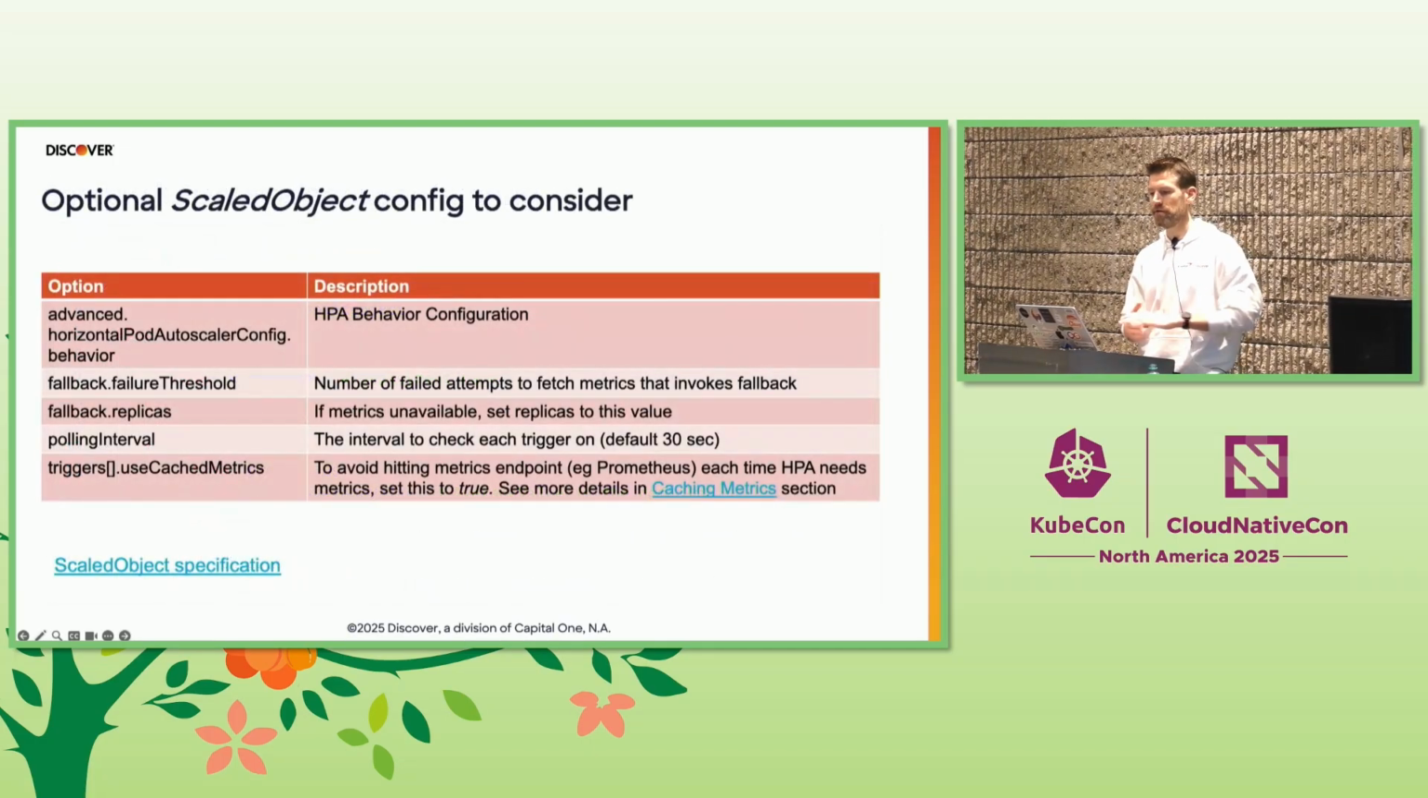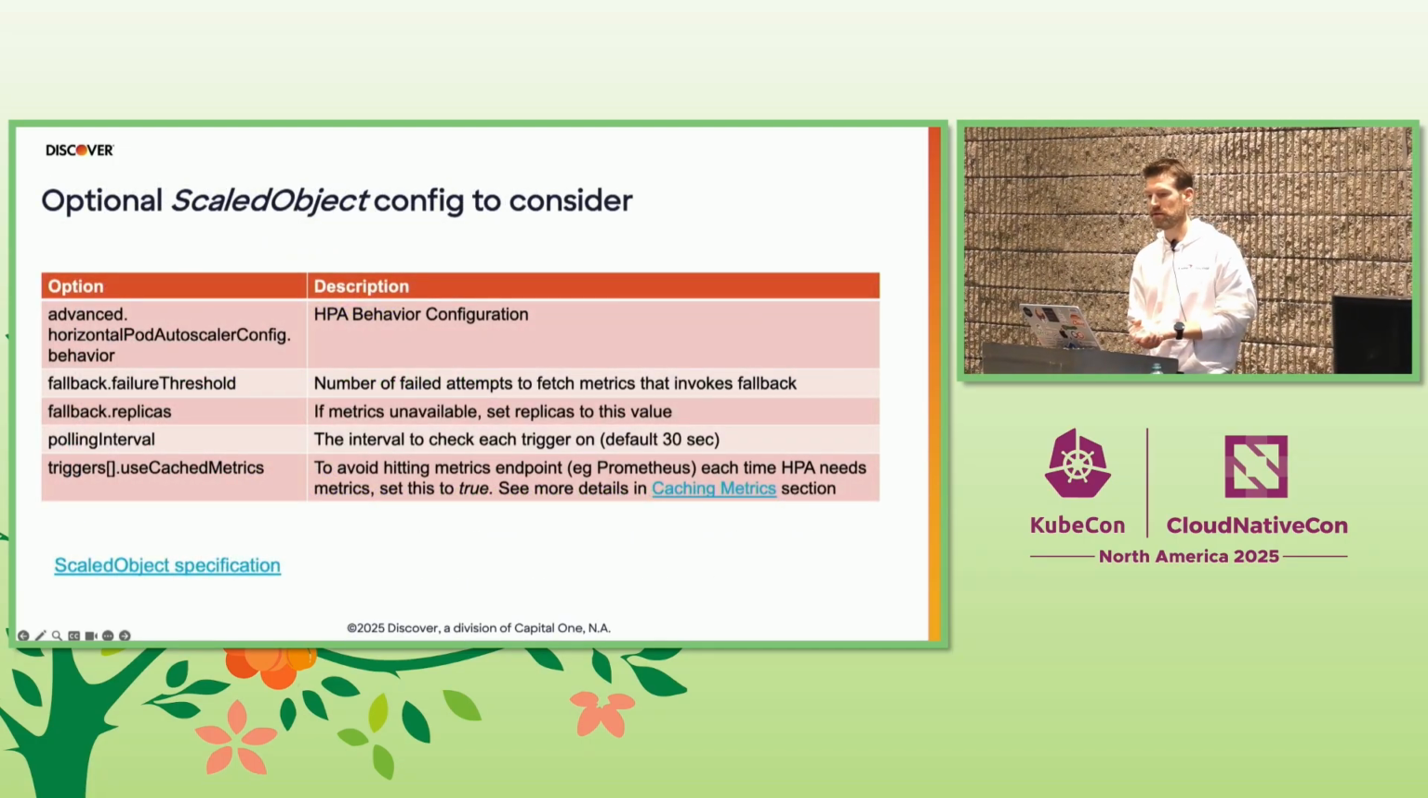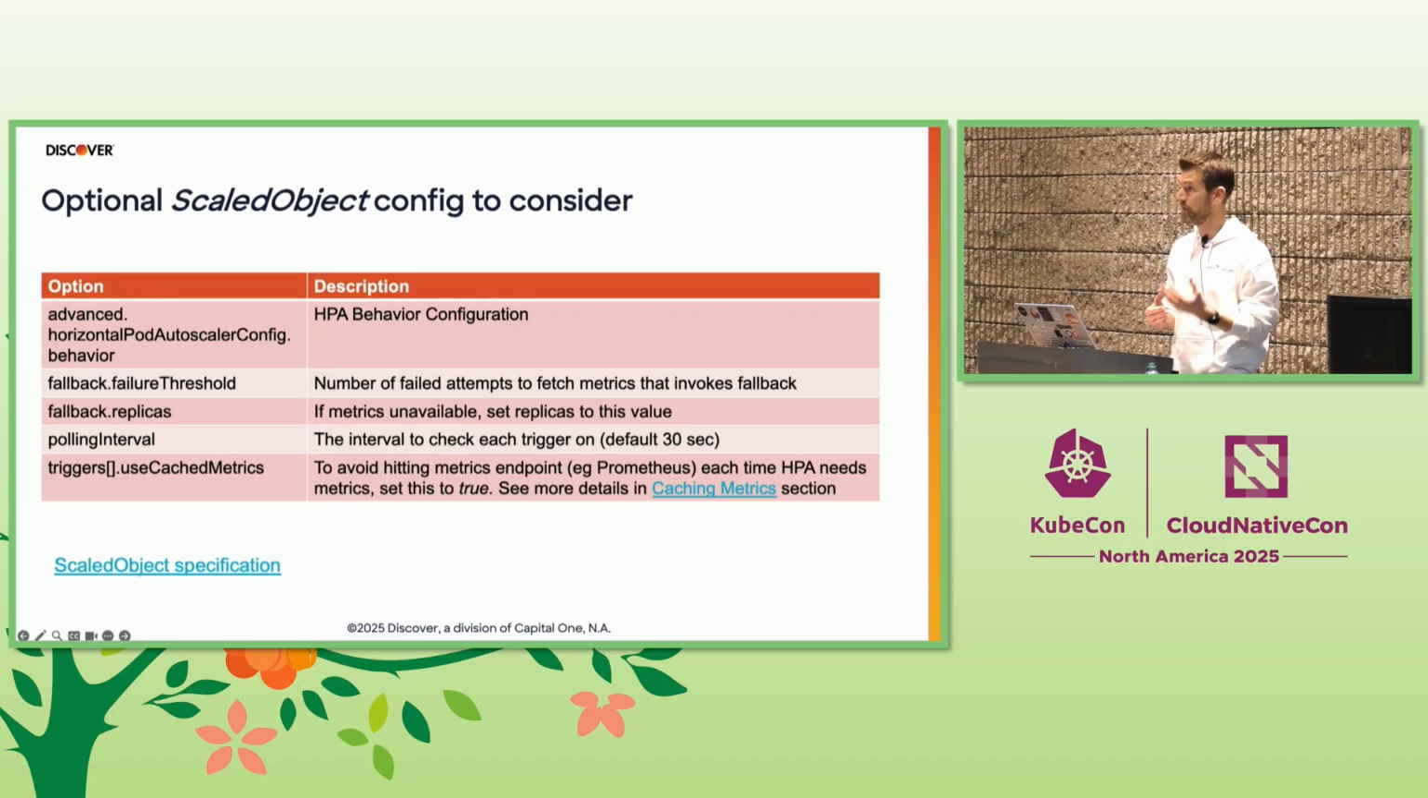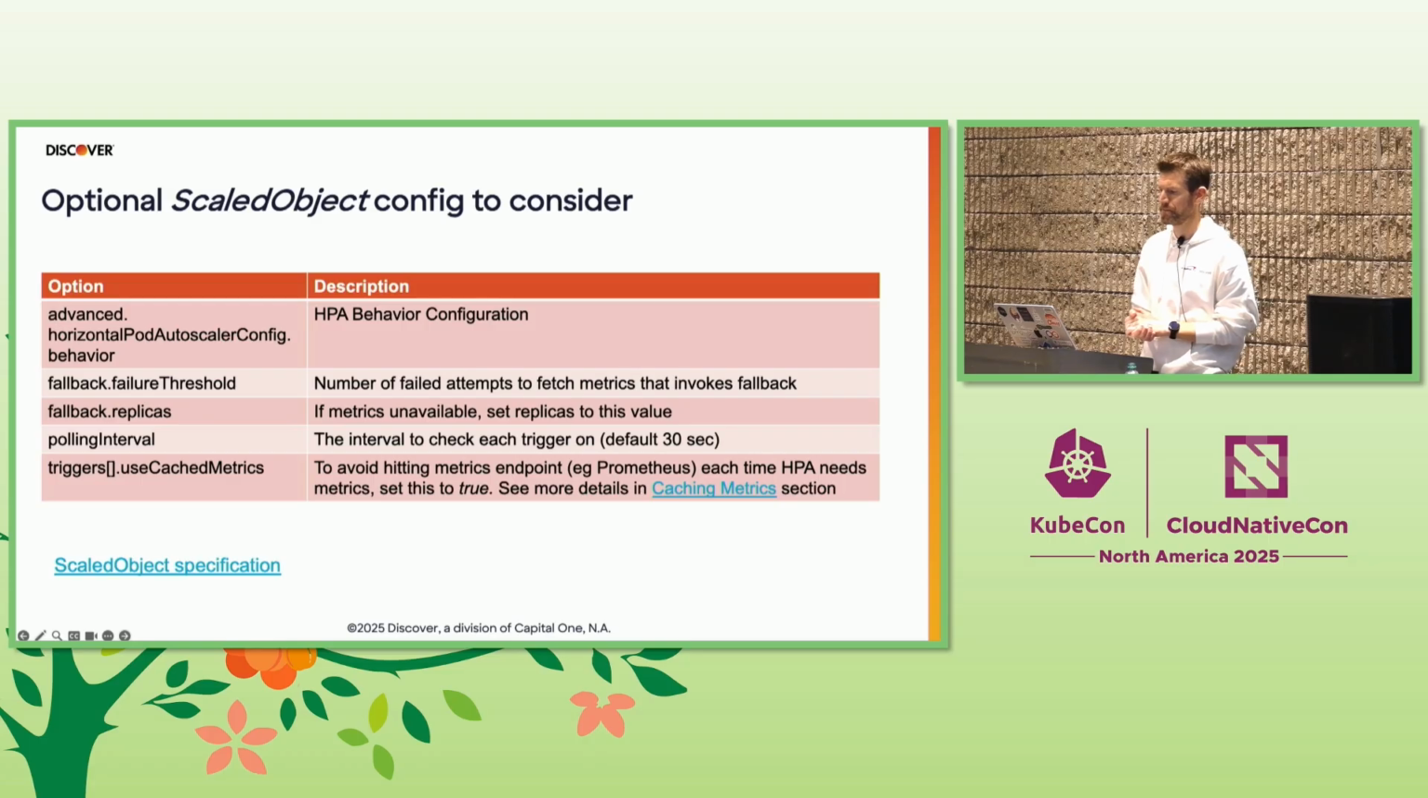And then some additional configuration that you might want to take a look at: all of that behavior for scaling up and scaling down that I showed earlier, you can configure that in the scaled object, and that will get translated over to the HPA. So definitely do that if you don't want to be stuck with the defaults.